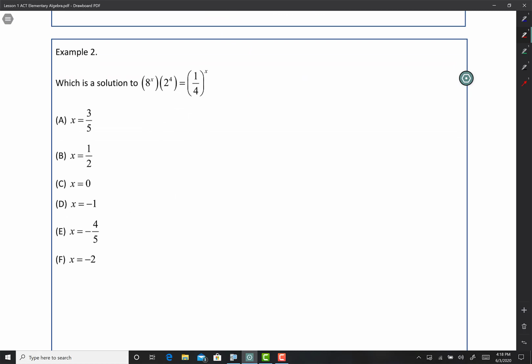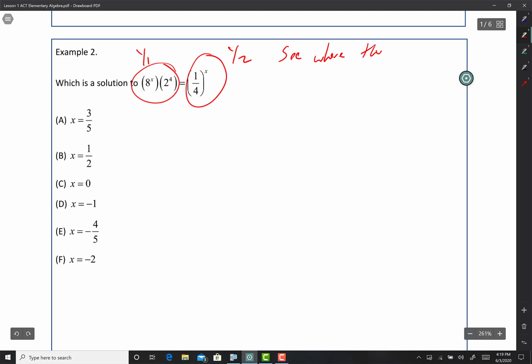All right, which is the solution to 8 to the power x times 2 to the power 4 equals 1/4 to the power x? All right, you could do this with a calculator, guys. You could put this in y1 and put this in y2 and see where they intersect. But I think that is too much time. I mean, I don't know. I think pushing buttons takes a lot of time.